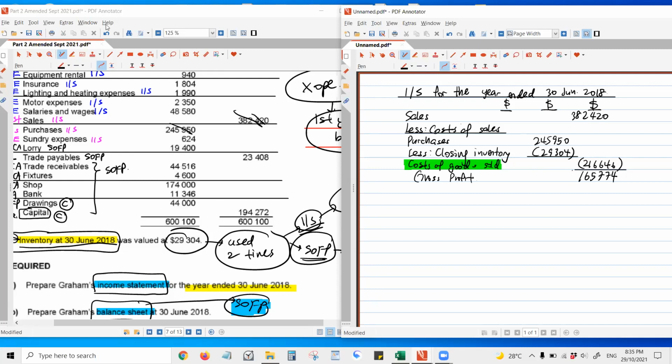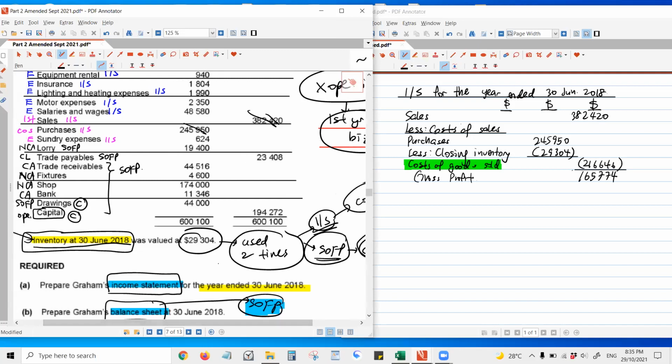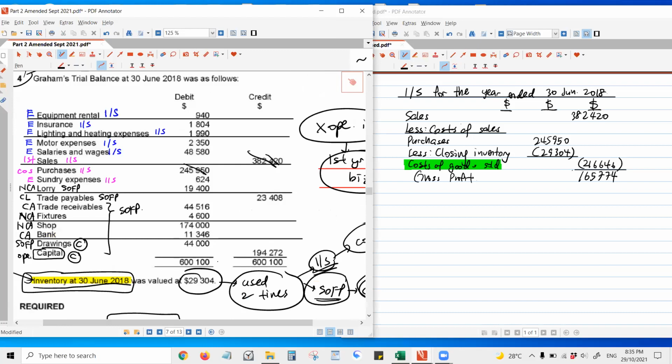Okay. Then what else? Look at the question. See if you have other income. You see, for the closing inventory, have I crossed off the number closing inventory 29304? No, I didn't cross off this because I need this again in the SOFP. So don't cross it off. If you cross it off right now, quite likely that you would forget that you have to take this once again into the SOFP. So don't cross off the closing inventory. You have to use it 2 times, right?